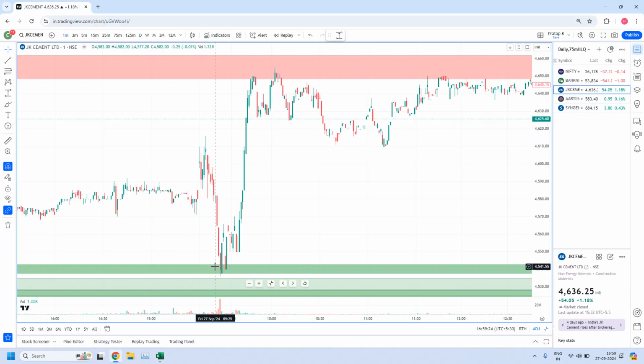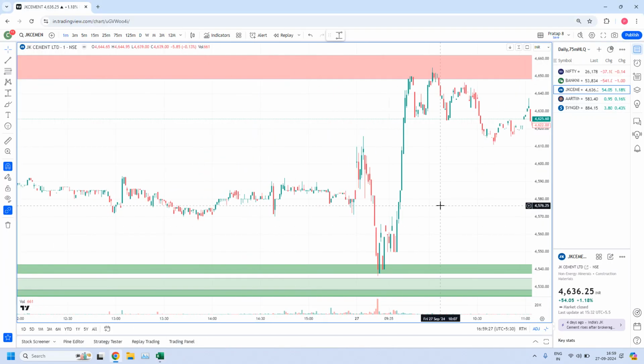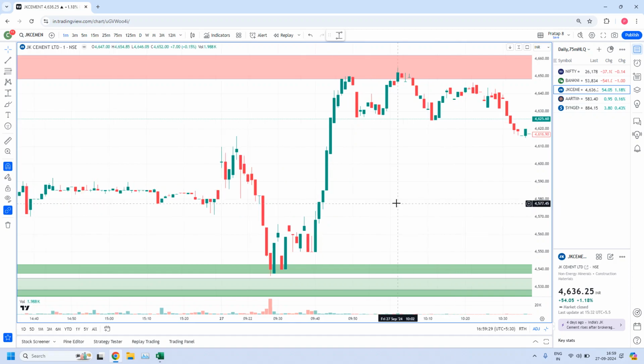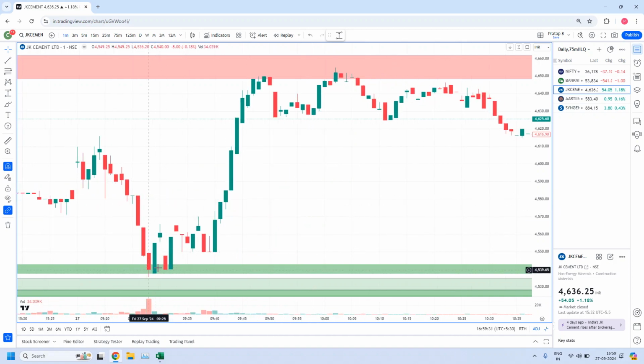And moreover, this topic you already learned in lesson 21, dynamic entry buffer. This is not the dynamic fine-tuned zone. Please remember, this is a dynamic entry buffer. On the name of dynamic, you have two topics. One is dynamic entry buffer and another one is dynamic fine-tuned zone. The previous stock, SYNGENE, whatever trades you got, they are all dynamic fine-tuned zones. This is the dynamic entry buffer.